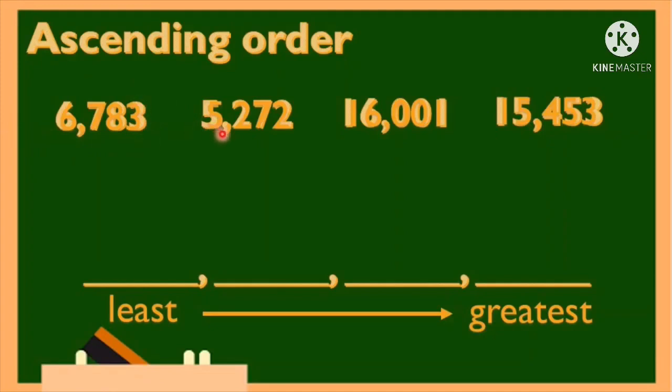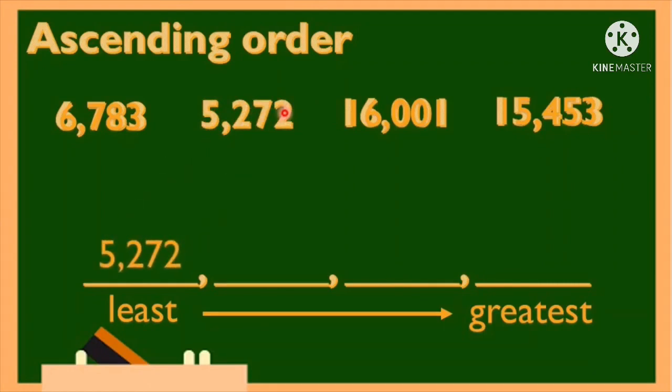6,783 and 5,272. They have the same number of digits, so let us see the number on the left side. Here we have 6. Here we have 5. Are they the same? No. So we need to identify which number is greater. Is it 6 or 5? Yes, it's 6. So therefore, 5,272 will be put on the least blank.